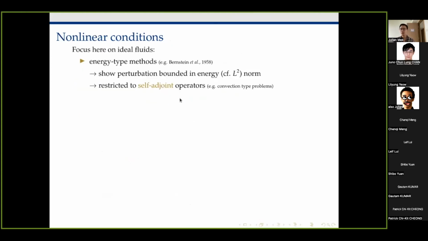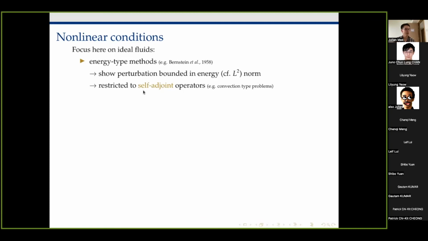So the standard way of doing this is what's called the energy-type method. Here you essentially try to bound the perturbation in terms of some sort of energy or L2 norm. If you like Hilbert spaces, the L2 norm is one of the things which induces some sort of completeness in the Hilbert space. Doesn't really matter. I'm not going to touch that.